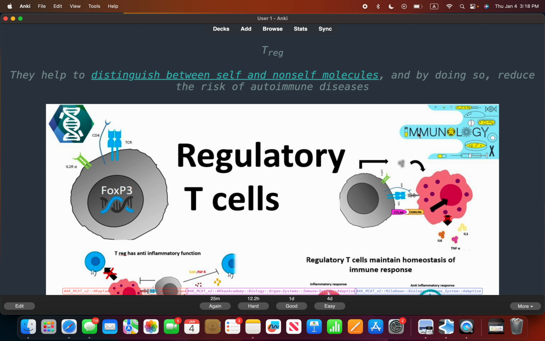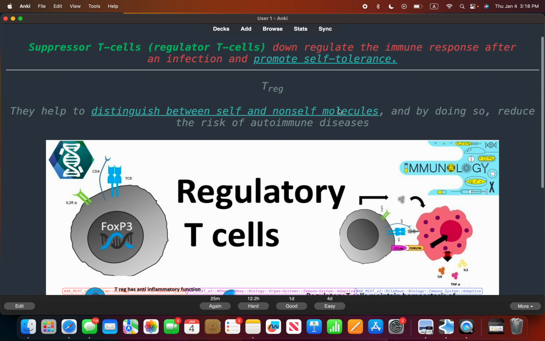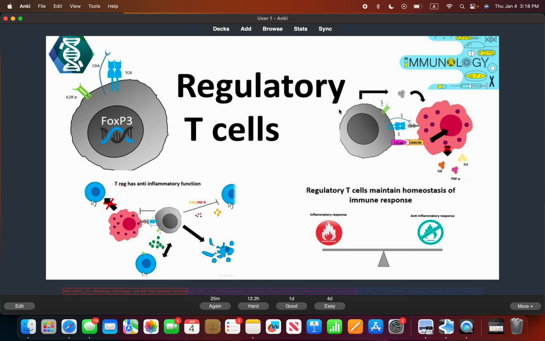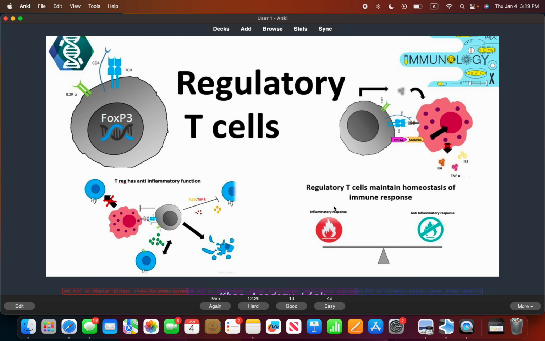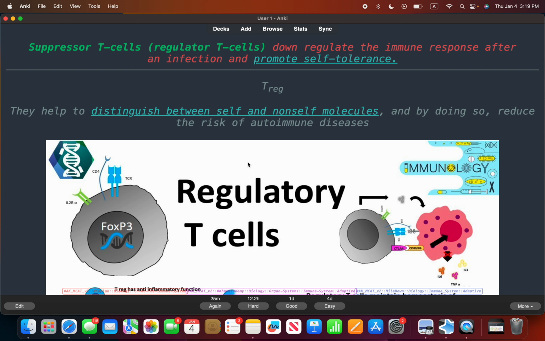How do they do it? They help to distinguish between self and non-self molecules, and that also downregulates the immune response after an infection and promotes self-tolerance. They are suppressor T cells. So regulatory T cells, Treg, have anti-inflammatory function. The regulatory T cells maintain homeostasis of immune response. So we have inflammatory response, and they have anti-inflammatory function. Nice. That's why you don't want any autoimmune disease activations, right? Cool.